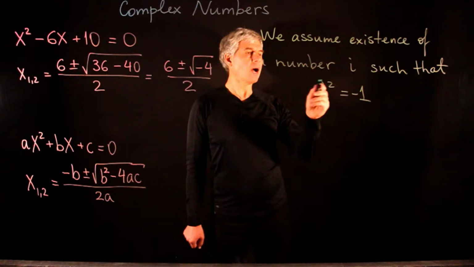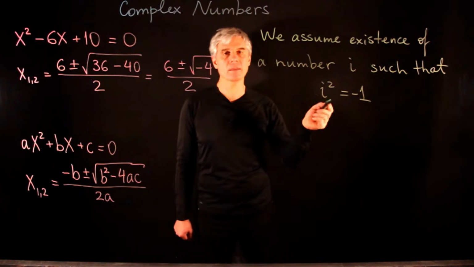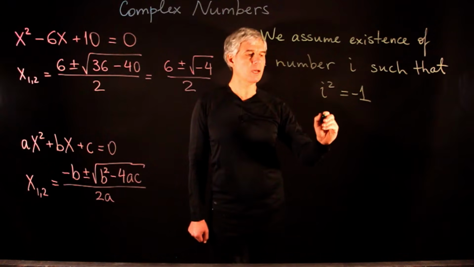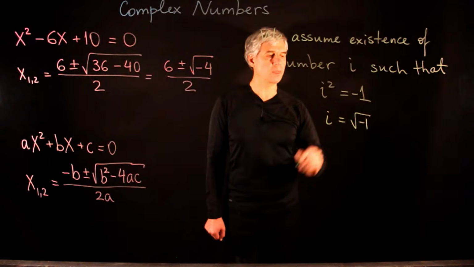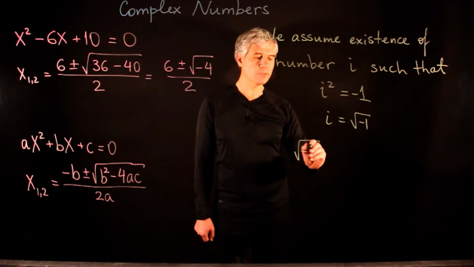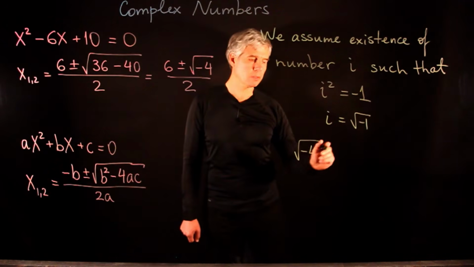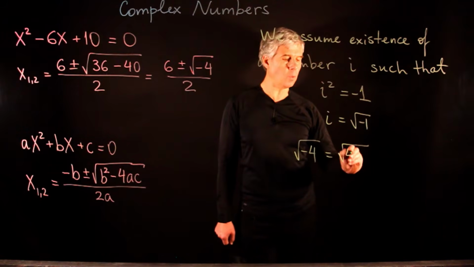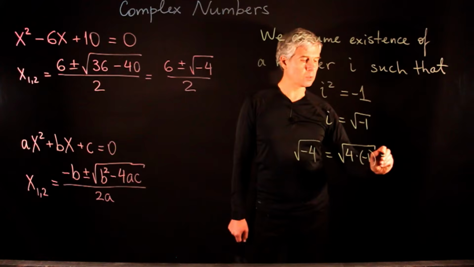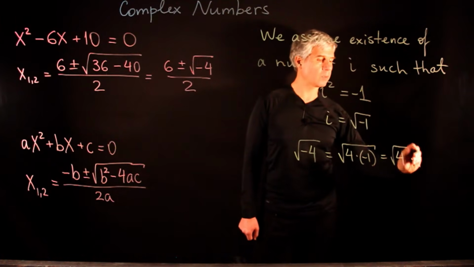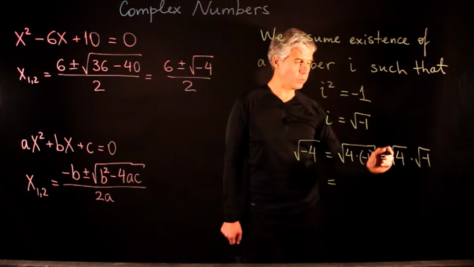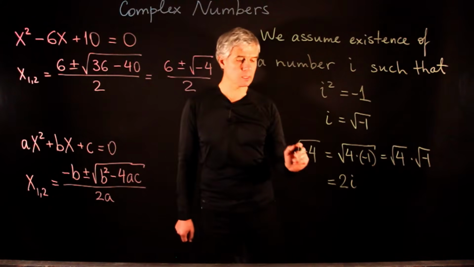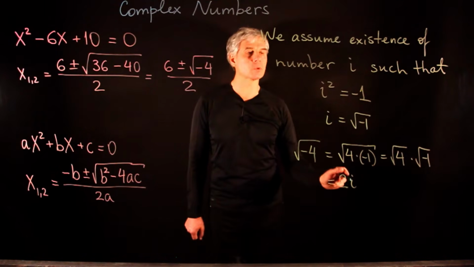So clearly i cannot be a real number because the square of any real number is greater or equal to 0. But nonetheless, this equality says that i is the square root of negative 1. And then if we have square root of negative 4, then we treat it using usual algebra. So we write that this is square root of 4 times negative 1. So it's a product of square root of 4 times square root of negative 1. And square root of 4 is equal to 2. And square root of negative 1 is equal to i. And so what we get is square root of negative 4 is equal to 2i.